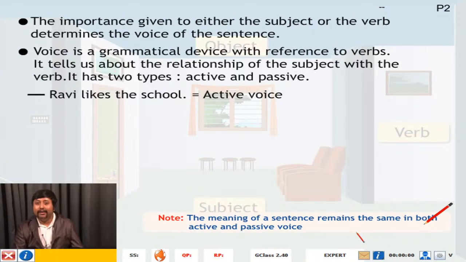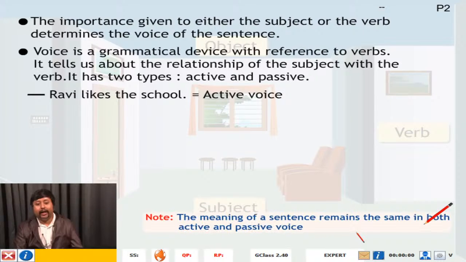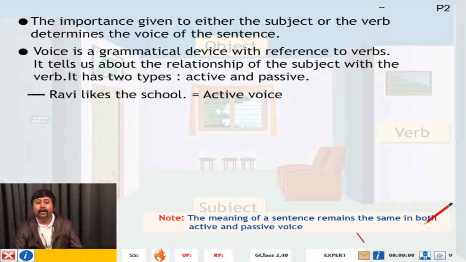Voice. Now what is a voice? Voice is a grammatical device with a reference to verbs. It tells us about the relationship of the subject with the verb. It has two types, active and passive. So what is a voice? A voice is a grammatical device with reference to verbs. It tells us about the relationship of the subject with the verb. It has two types, active and passive.